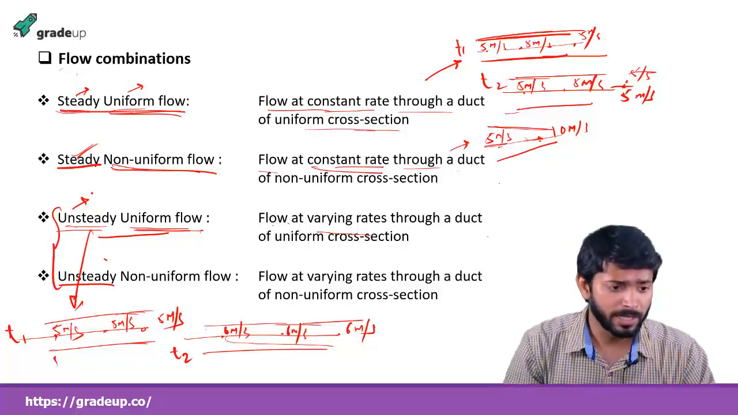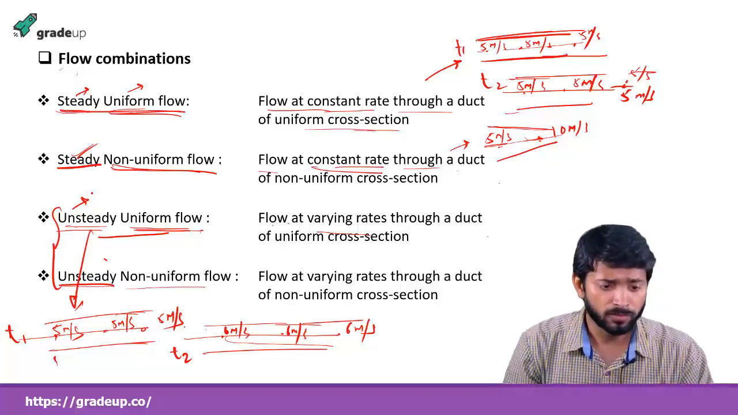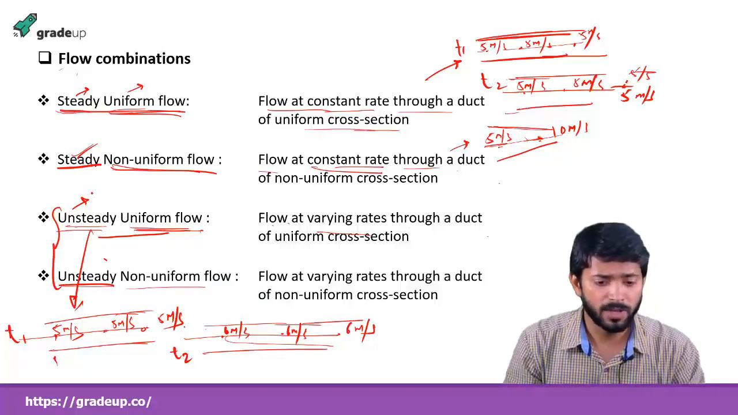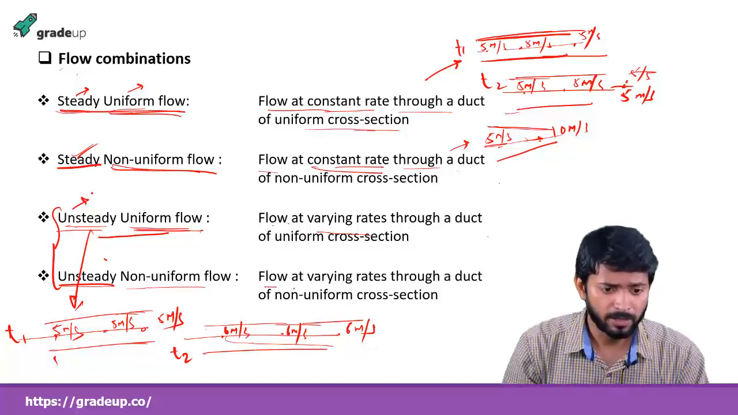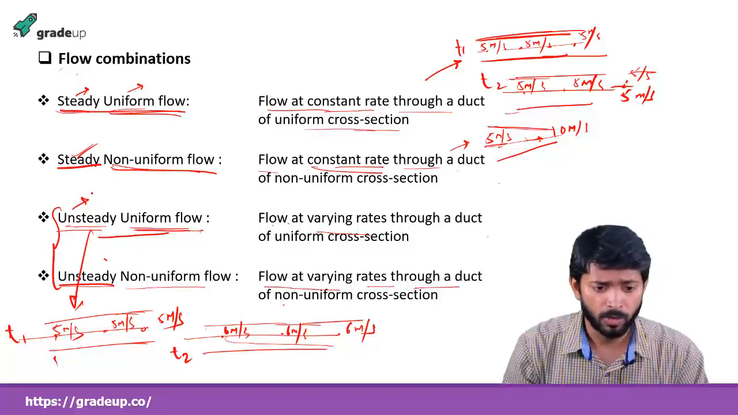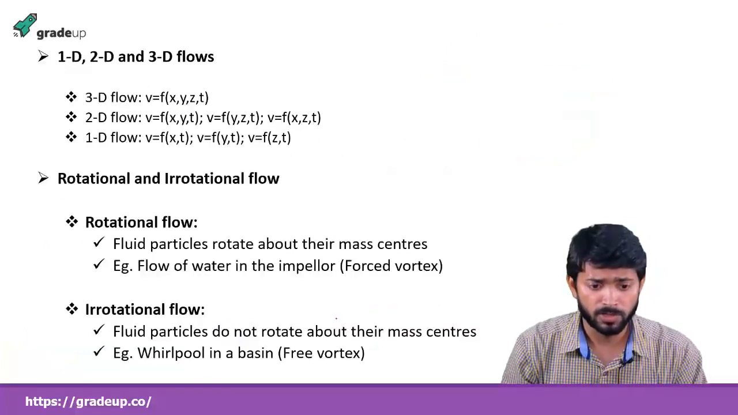So in unsteady non-uniform flow, the velocity condition also varies with respect to space. This is the condition when flow varies at different rates through a duct of non-uniform cross section.